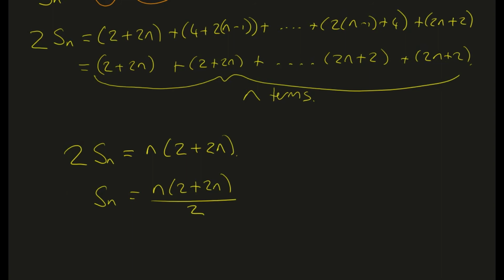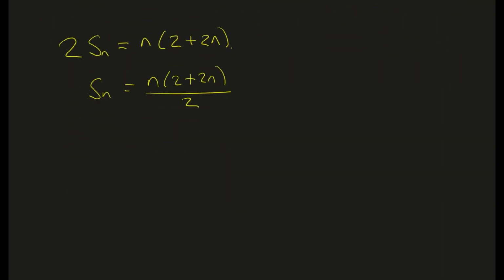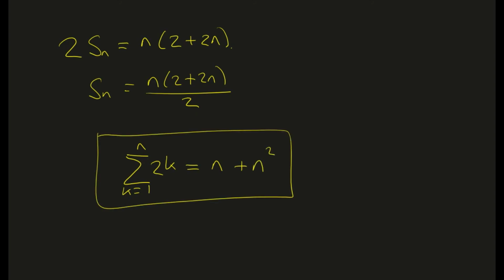Can we simplify that? Yes, we could take a factor of 2 out of the top, maybe expand. We'll end up saying that the sum, and I'm just swapping this back in for Sn, of 2k, so those even numbers, will be n plus n squared. There's our answer.